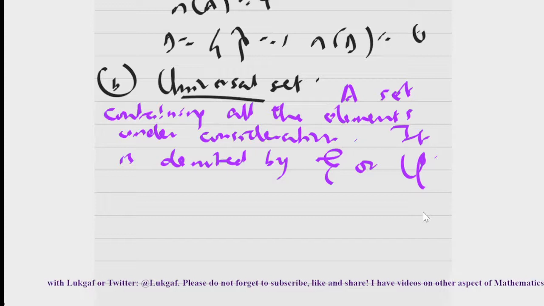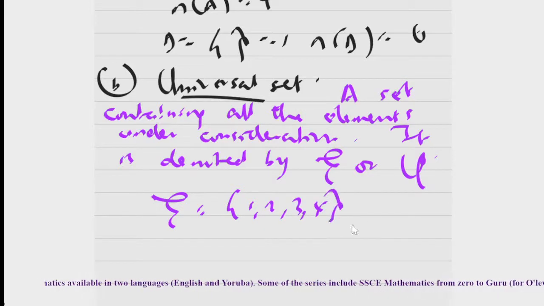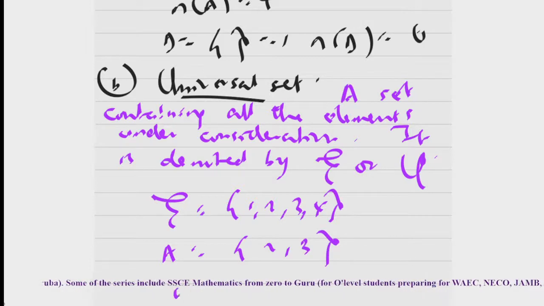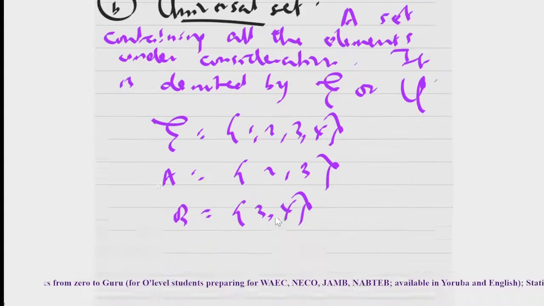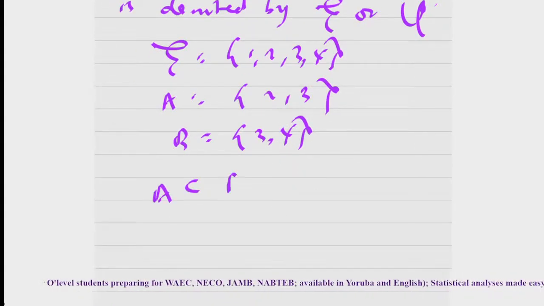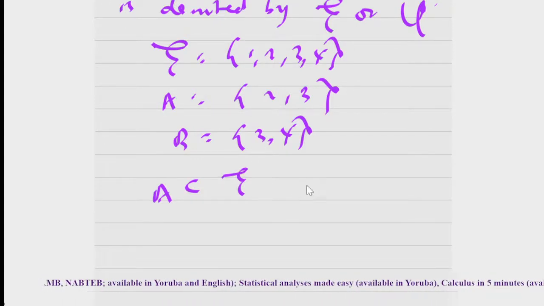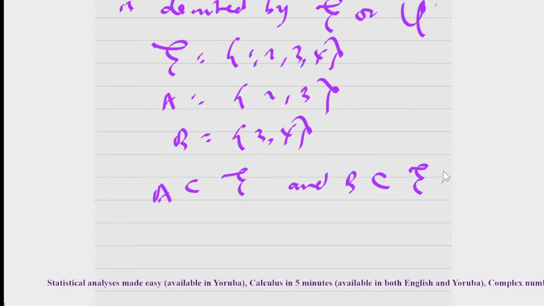I described a subset for you. When you say something is a subset, every element of that set is an element of another set. So in essence, if I have my universal set to be {1, 2, 3, 4}, you understand now? Then if you have your A to be {2, 3} and you have your B to be {3, 4}, then you can say A is a subset of the universal set. Likewise, B is also a subset of the universal set.